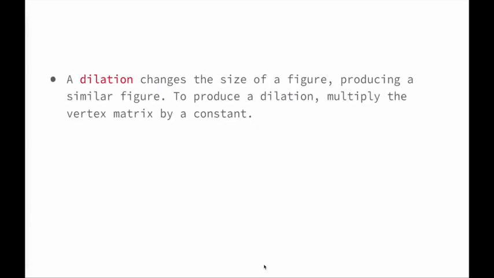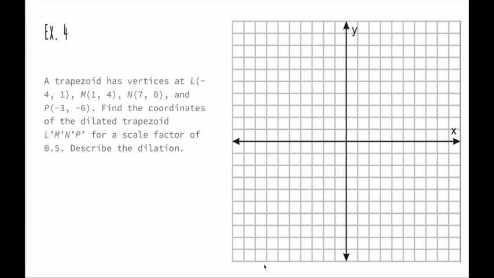A dilation changes the size of a figure, producing a similar figure. To produce a dilation, multiply the vertex matrix by a constant. This is super easy. It's the reflection and the rotation matrices that are tricky because that involves matrix multiplication. Translation only involves adding matrices, which is easy, and dilation involves multiplying by a scalar.